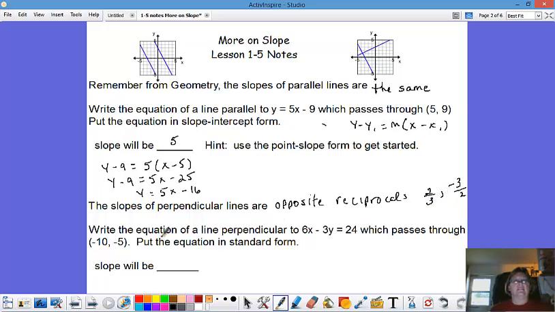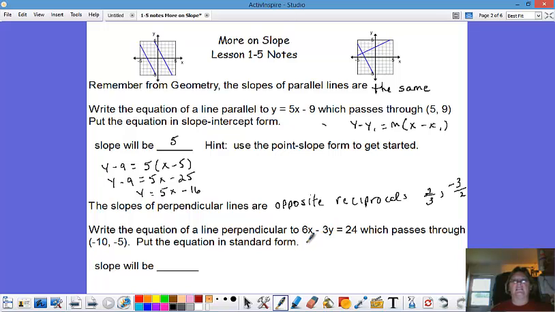So the next activity wants us to write the equation of a line perpendicular to this given linear equation, and we want our line to go through this point, (-10, -5). And we're going to put it in standard or general form. All right, if we want to be perpendicular to this line, we have to know the slope of this line. So real quickly, if I want to get the slope, I'm going to have to subtract the x term and then divide by the y coefficient.